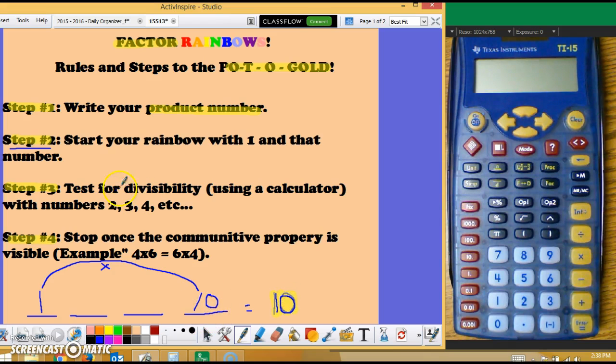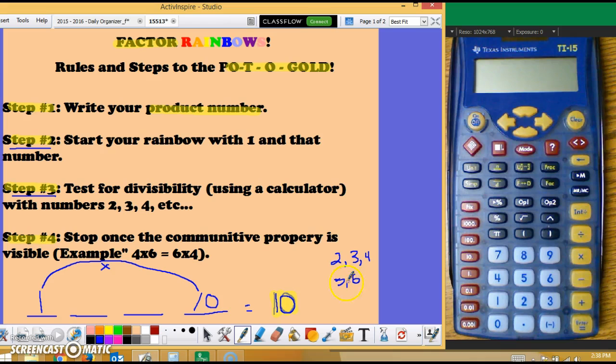I need to then move on to step number 3, testing for divisibility. You can use a calculator to test for divisibility, but you have to know which numbers you should be trying. I told the students to just write those numbers over on the side or underneath the equation to test a couple of numbers until they've reached step 4, to make sure that they've tested for all sorts of numbers and they're not leaving out any factors.